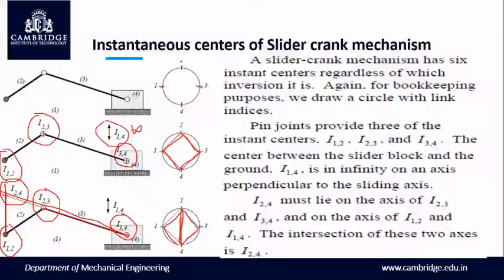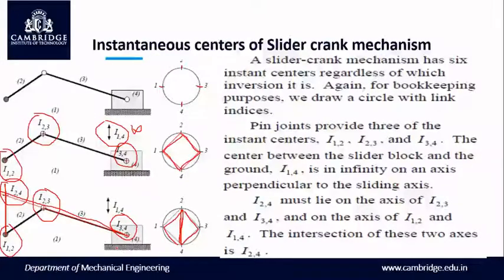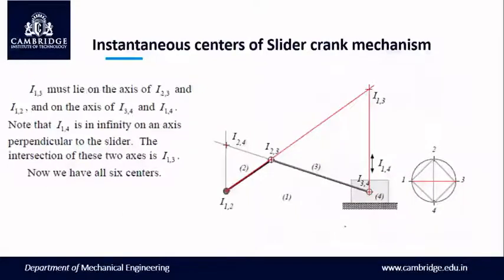Hence, we found all 6 instantaneous centers for the slider crank mechanism. Actually, we found 5 instantaneous centers. The one more to be found is 1, 3. So to find the instantaneous center 1, 3, you need to produce a line from instantaneous center 1, 2 and 2, 3. So instantaneous center 1, 2 is here and instantaneous center 2, 3 is here. Join these 2 and produce a line.